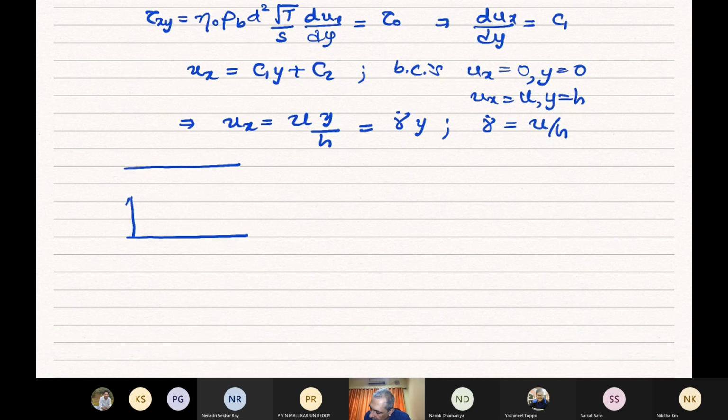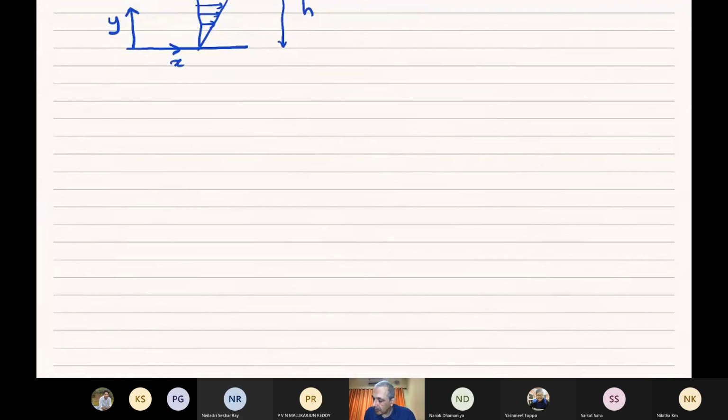If we have this as y and this as x, then this profile of u is just like this. There is a linear variation of the mean velocity with y if the granular temperature is constant. Now we can look at the energy balance.